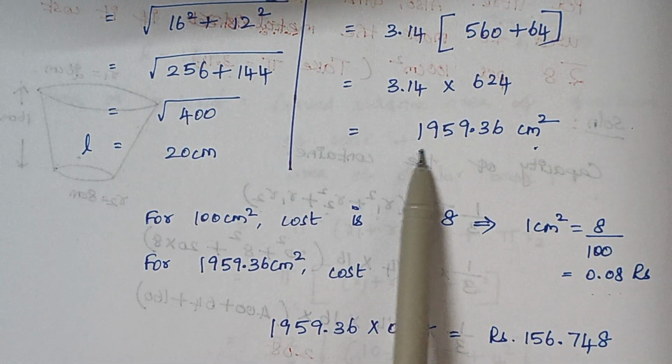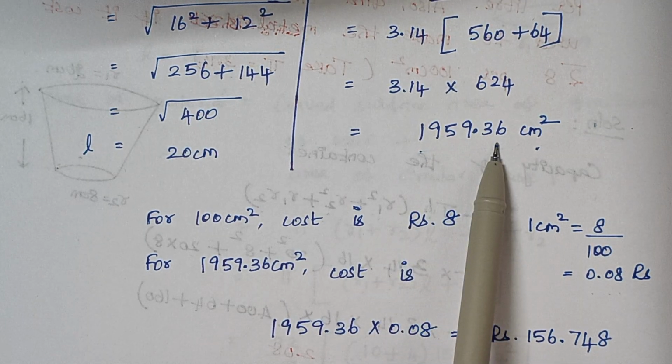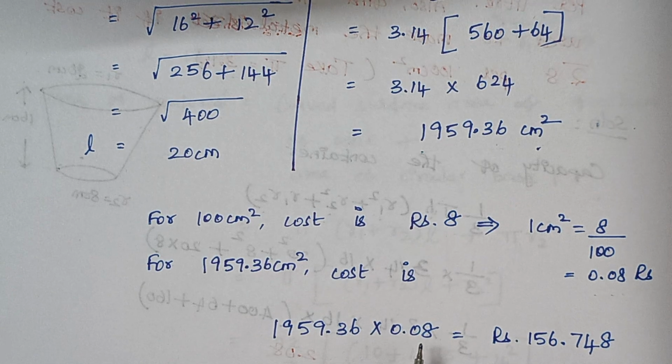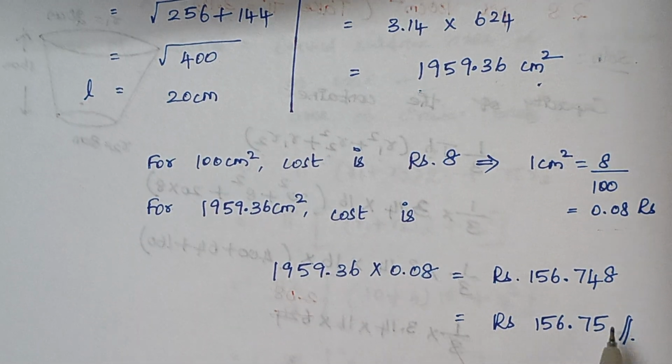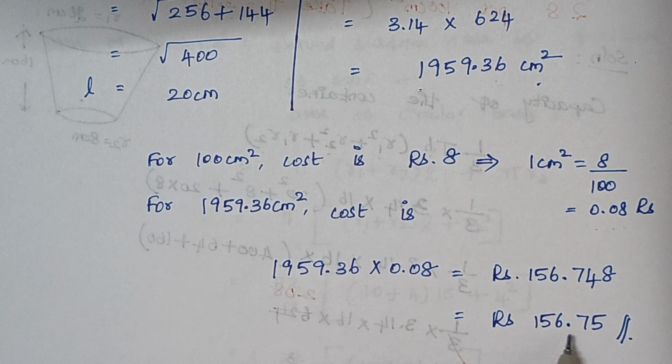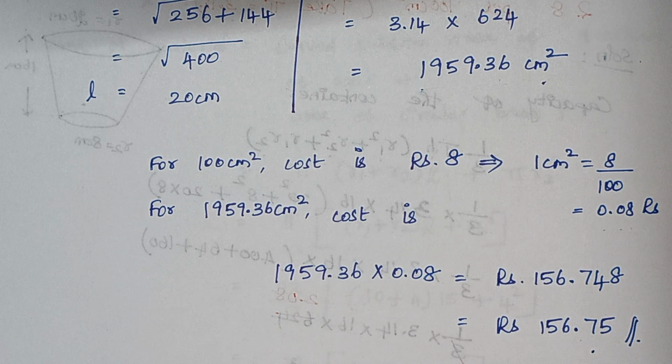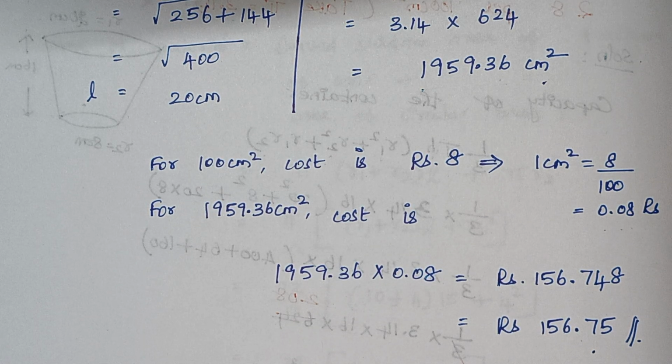Therefore, for this much of centimeter square, what is the cost? So, obviously, you have to multiply. So, when you multiply here, we are getting the answer as 156.748, which is nothing but 156.75 rupees. So here is the end of this problem. We will proceed with our next problem.